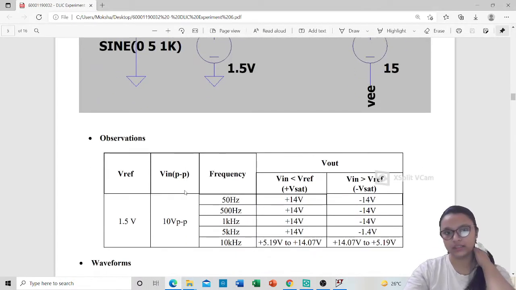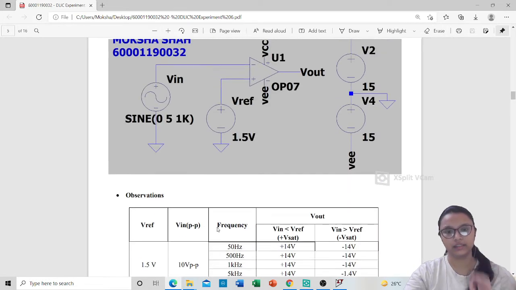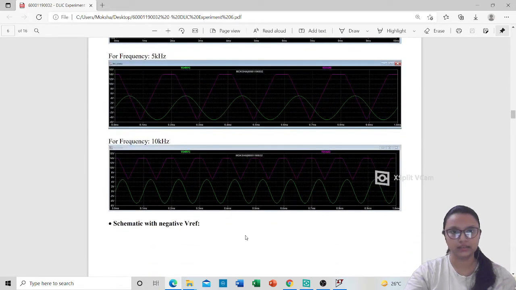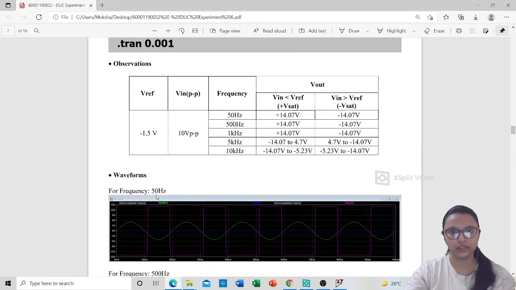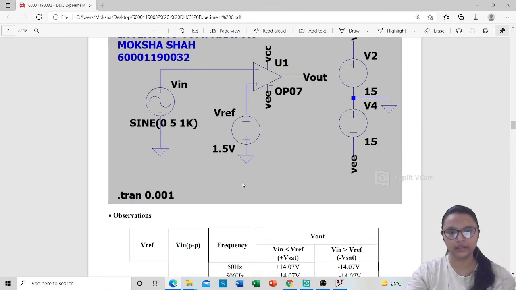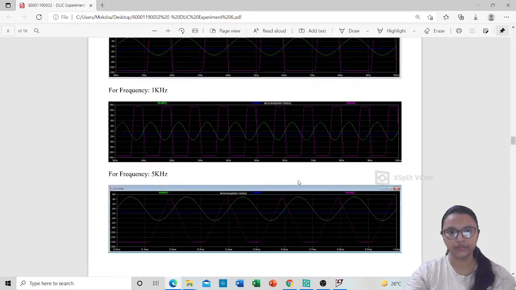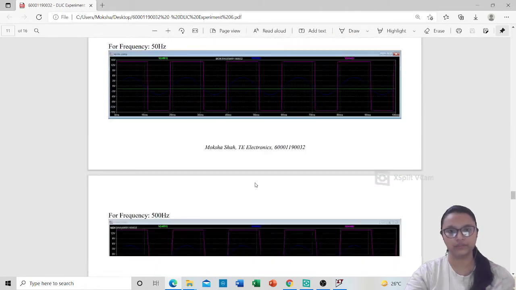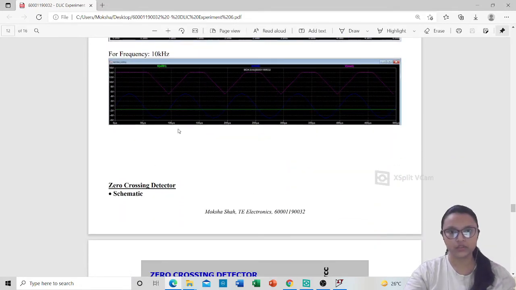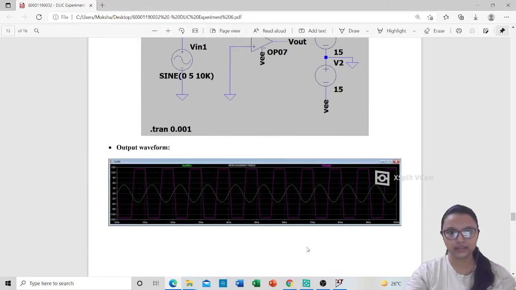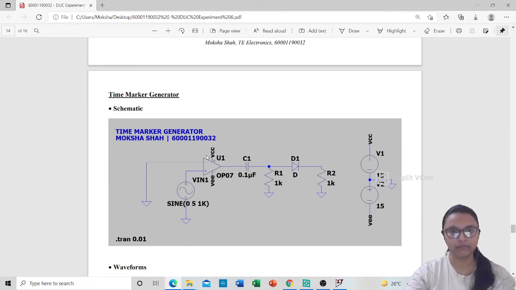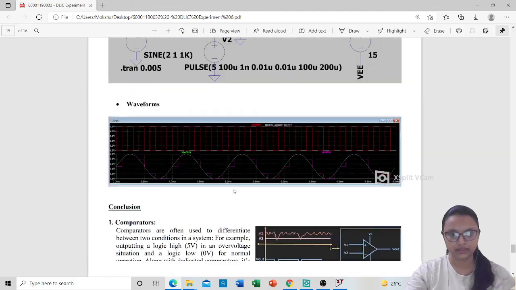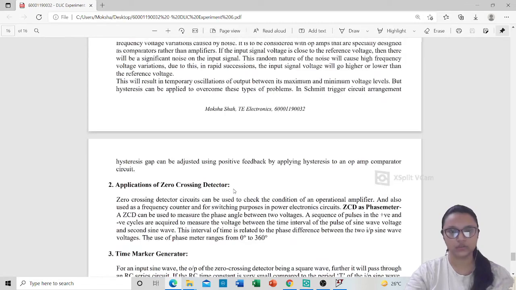Now for the inverting comparator, I have taken different frequencies and checked its values. That is this. For the inverting one also, I have taken a negative Vref and compared its value for different frequencies. Then for the non-inverting also, the same positive and negative Vref at different frequencies. So these are the waves. The zero crossing detector I have already shown you. The time marker generator using the differentiator, and the sample and hold circuit. So this was about the comparators.